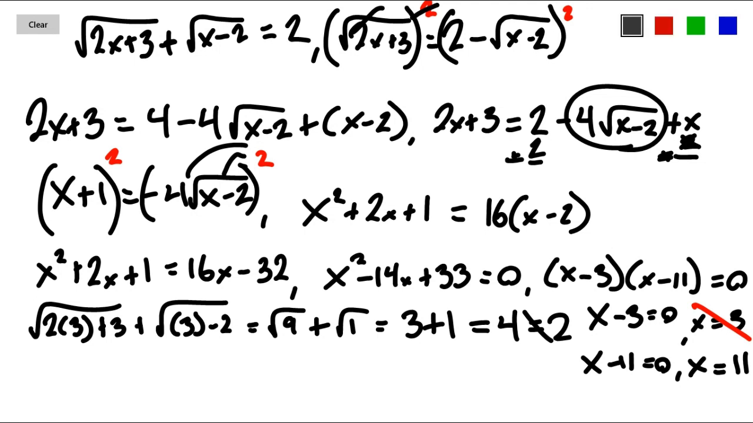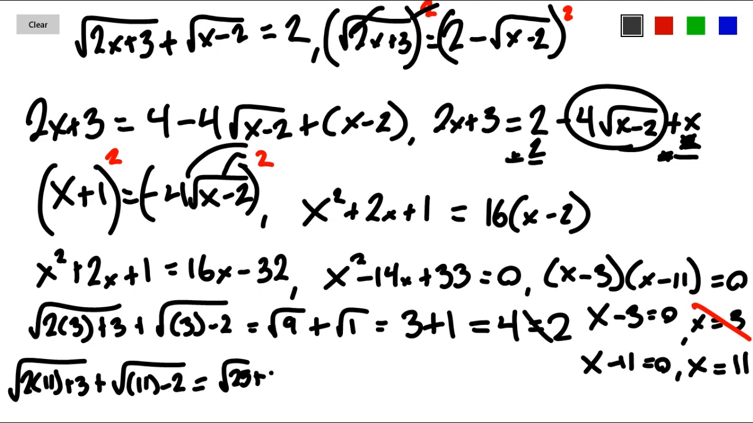So now I'm going to go ahead and check the other solution, x is equal to 11. So I have 2 times 11 plus 3 plus the square root of 11 minus 2. So this is going to be the square root of 25 plus the square root of 9, which is 5 plus 3, which is not 2 also. So that tells us that both of the solutions that we have are extraneous.